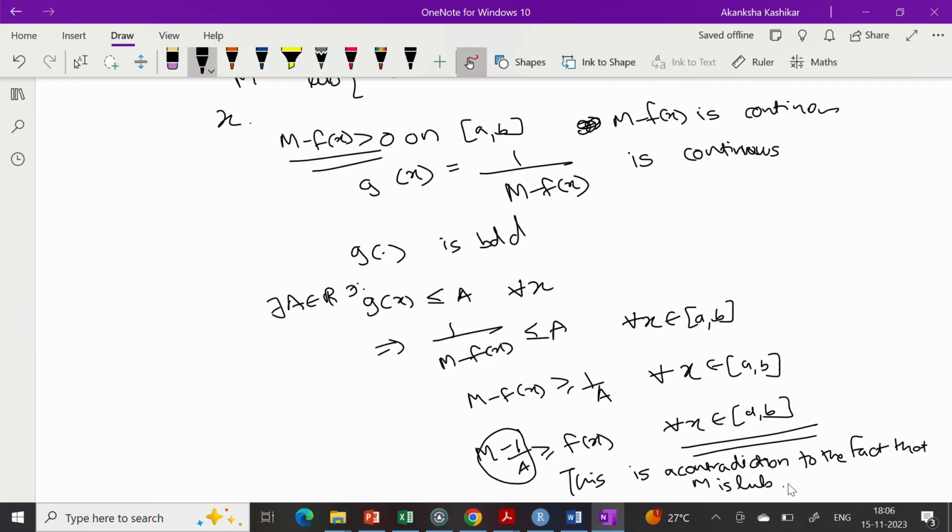And the same story you can repeat by defining small m as the GLB. That part I'm leaving as homework for you. So right now what we have proved is that the upper bound is attained. Now you have to prove the lower bound is attained. For that you have to define the GLB and then argue exactly similarly. So m minus f(x) will always be taking negative values, and then you define it the same way. Okay, so let me stop here. Thank you.